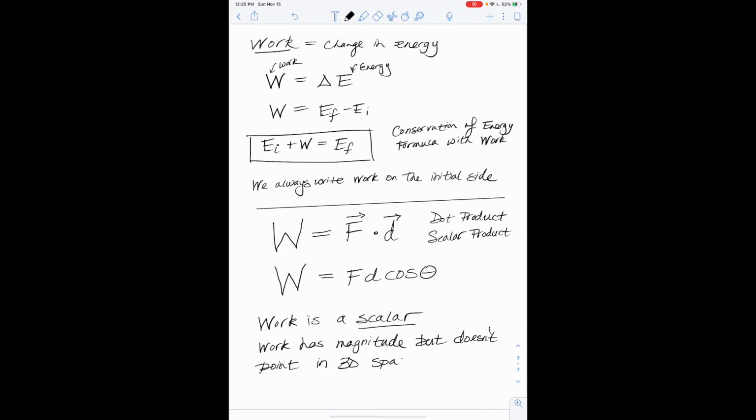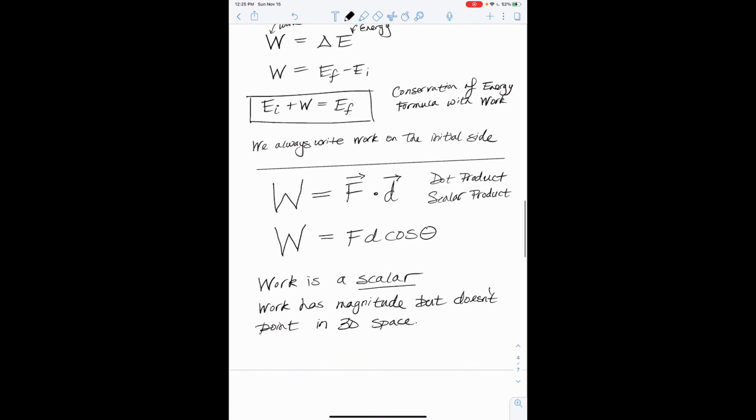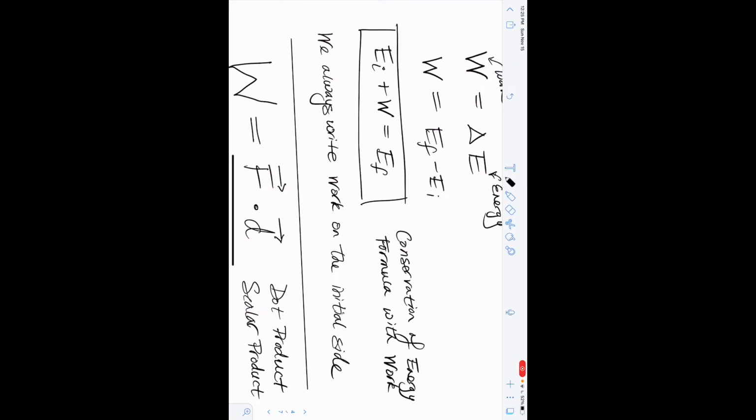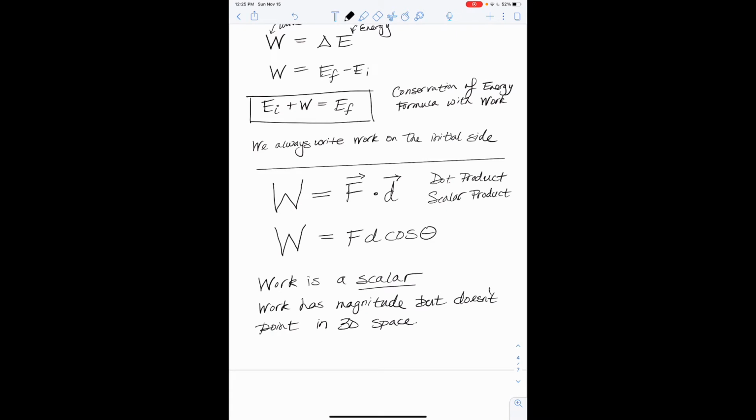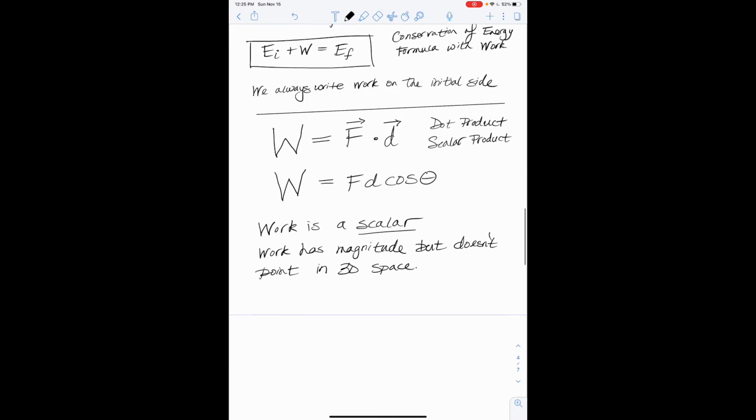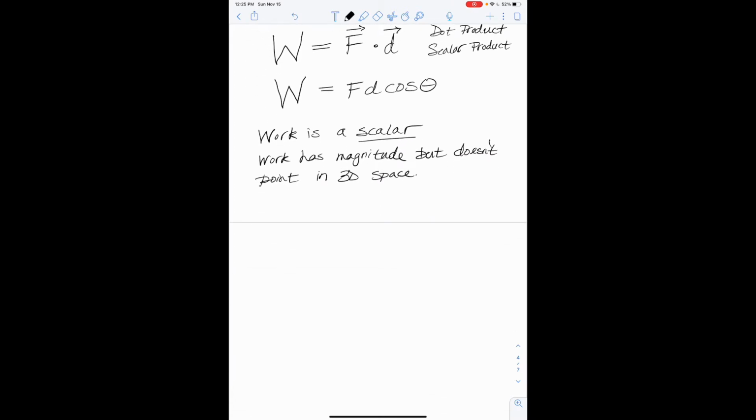So you couldn't say, for work, 200 joules north or east or something along those lines. And that's what separates it from a vector. Now, where students get confused is that work still has a sign, right? And so work can be positive or negative. And what that means is that energy is gained or lost. So that positive and negative sign does not mean direction. So let's write that down.